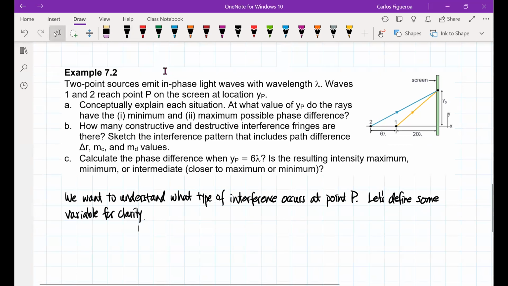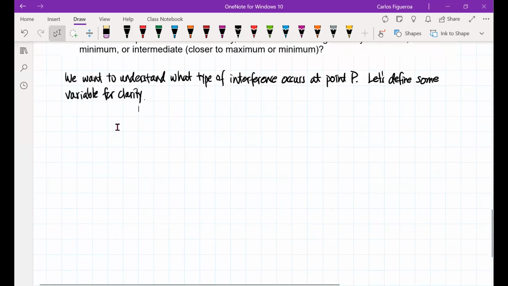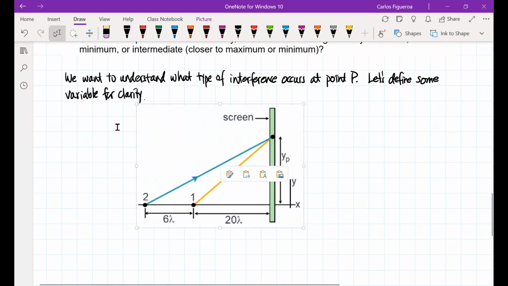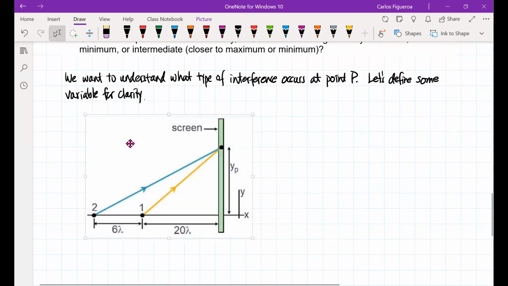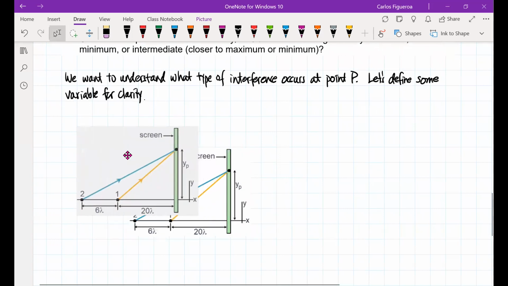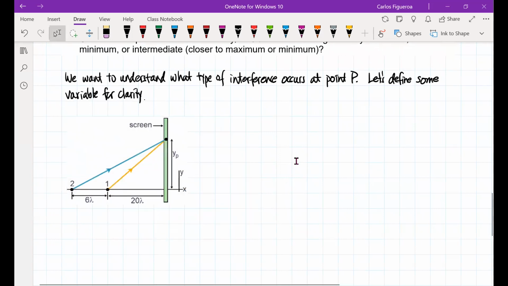So if I move this up, I'm gonna reduce this a little bit. And what do I see here? Well, I see ray 2. So I'm gonna say that takes path R2. This is not a ray, this is a wave. I misspoke. And this wave takes path R1.